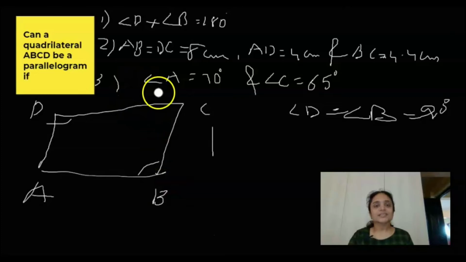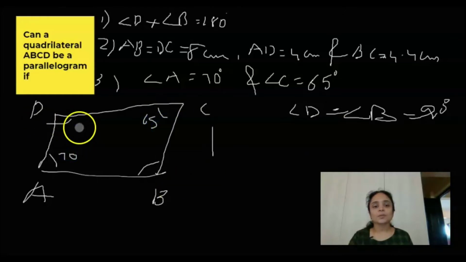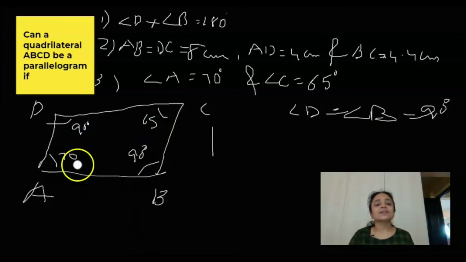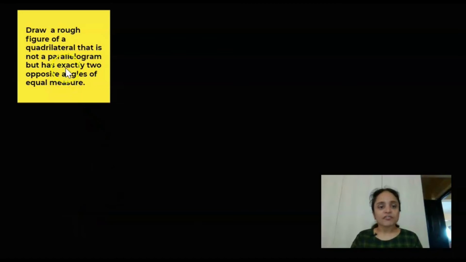Okay, now next one is angle A equal to 70 degree, angle C equal to 65 degree, and angle D equal to angle B equal to 90 degree. Is this a parallelogram? No, because 70 plus 90 is not equal to 180, and 90 plus 65 is not equal to 180. In a parallelogram, adjacent angles should add to 180 degree, and in a parallelogram opposite angles are equal. Here opposite angles are not equal, so this is not a parallelogram. Okay, understood?